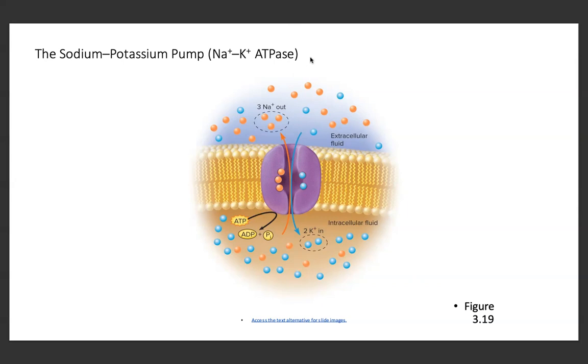Sodium-potassium pumps are used in several scenarios throughout the body. This is one that I would keep in mind because it will show up over and over again.